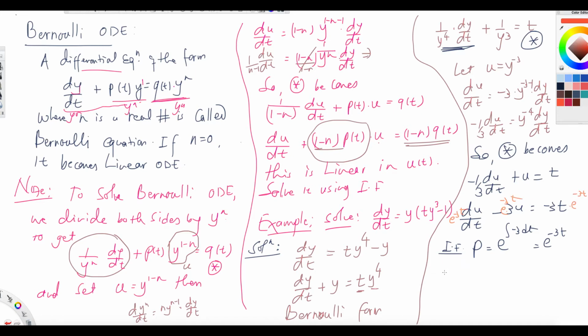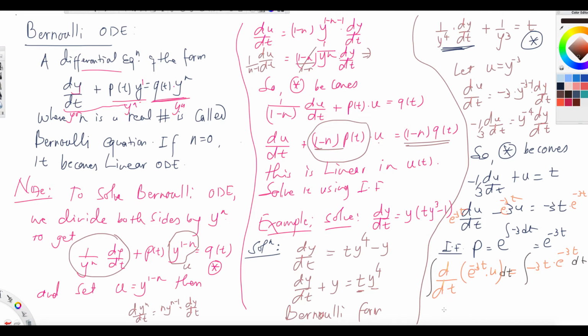After you multiply by the integrating factor, the left hand side will be solely the derivative of the integrating factor e to the negative 3t times u. That's what you get. And in the right hand side, you got negative 3t times e to the negative 3t. Now you integrate on both sides, okay? Let us integrate on both sides, with respect to dt. So that derivative and the integral will cancel out.